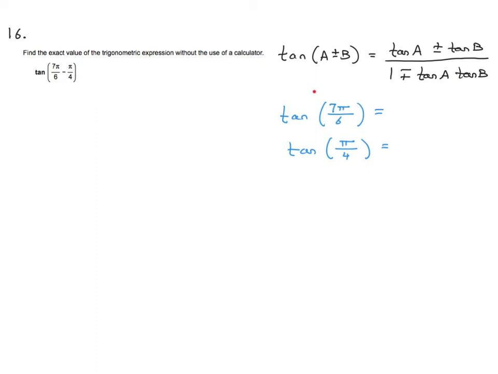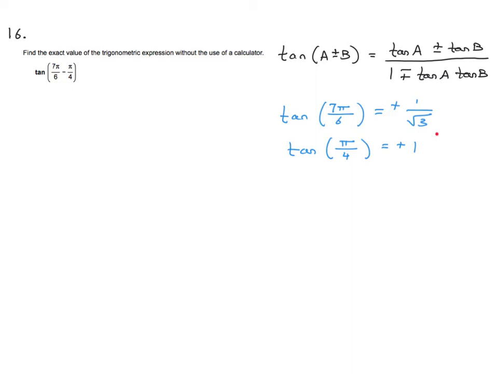So I'll start with tangent of 7 pi over 6. My reference angle is going to be pi over 6, and I know tangent of pi over 6 is 1 over the square root of 3. The only thing I have to be careful about is, will tangent be positive or negative? 7 pi over 6 is in the third quadrant, and therefore it's going to be positive. Tangent of pi over 4 is 1, and that's actually in the first quadrant where tangent is positive.